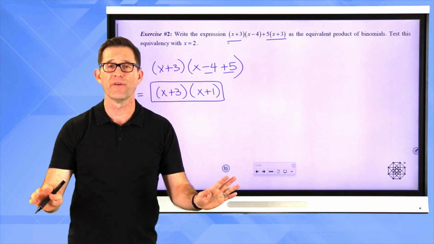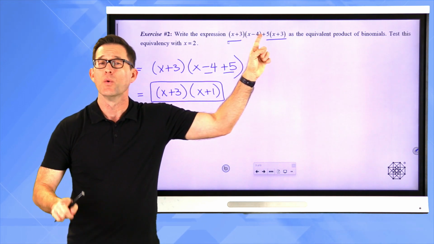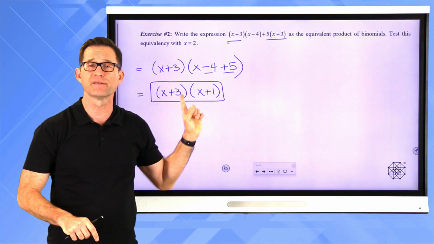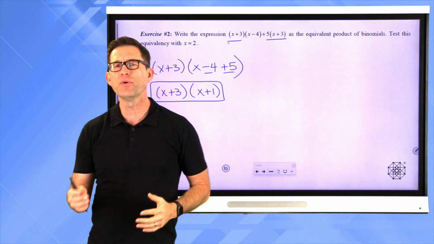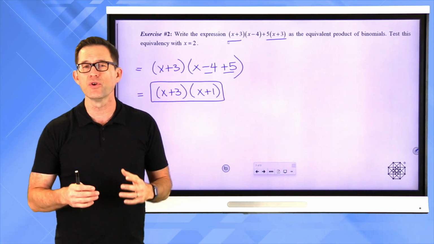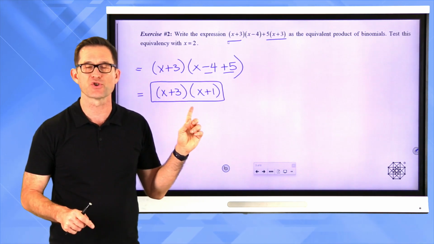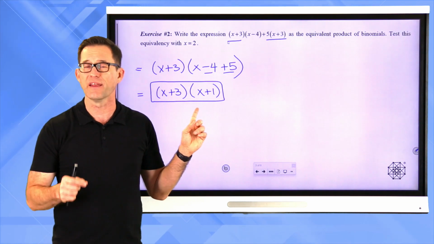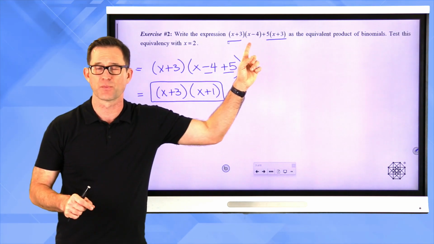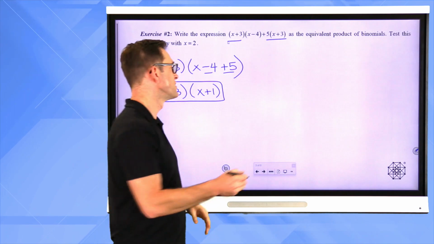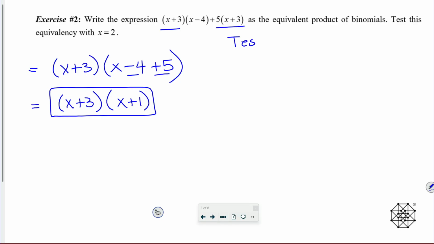Now, if I've done this correctly, that means that not just for x equals 2, but any value of x that I substitute in here will give me exactly the same thing as when I substituted in here. And again, I hope you understand a little bit of why we're doing what we're doing, given that this expression is much simpler and easier to work with than this expression. But let's test the equivalency. Why don't we go ahead and do this together?